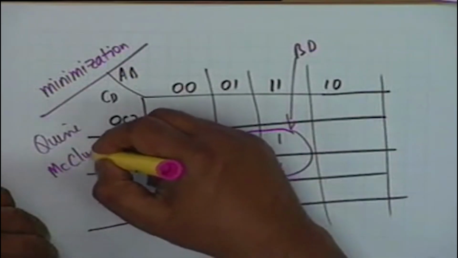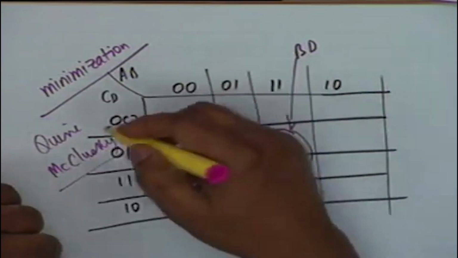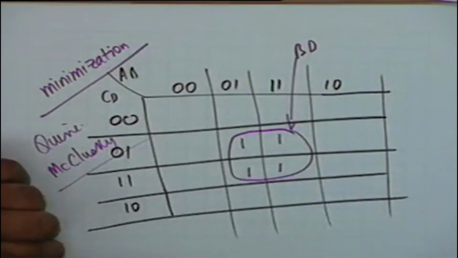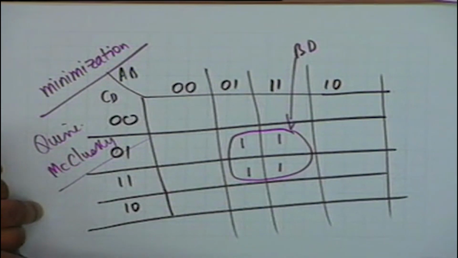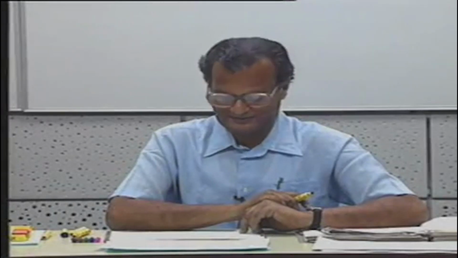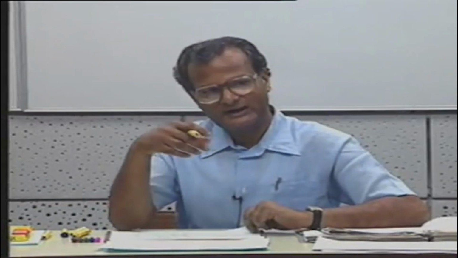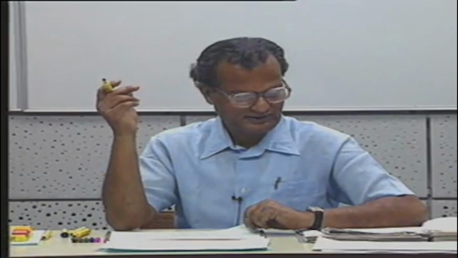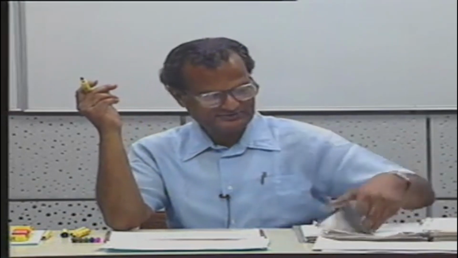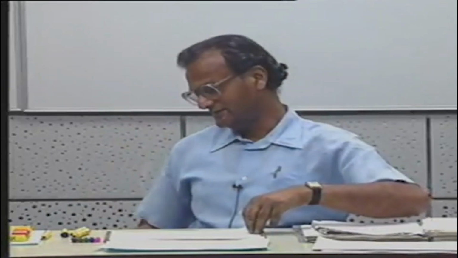Quine-McCluskey, C-L-U-S-K-E-Y. Quine was the supervisor of a professor named McCluskey, who is now in Arizona State University, about 80 years old. So Quine is dead. Quine was his supervisor. But the method is still very popular. There are many other variations of minimization methods. And I think that is where we shall close this class.